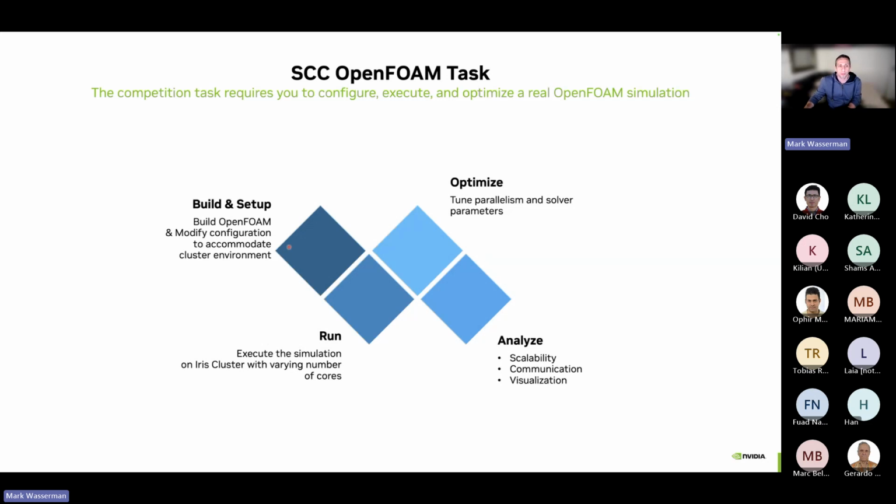The second part is to set up the test case by modifying the configuration to accommodate the cluster environment. David has already done some of that work for you by adapting the SLURM script to fit the Iris cluster, but you will still need to make some more changes according to your requirements.